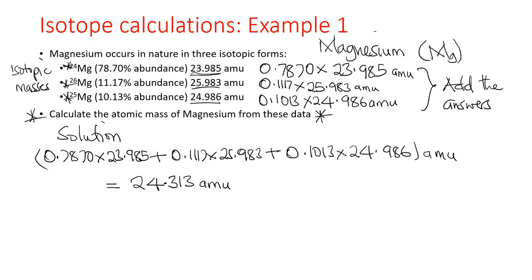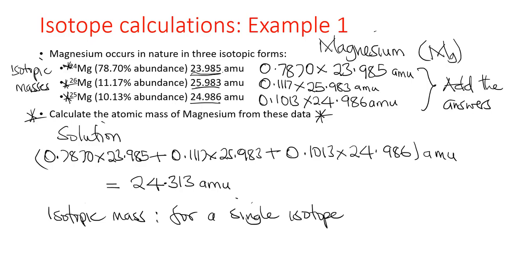So that is the average atomic mass of magnesium. Only that we don't call it average atomic mass, we just say atomic mass. So there must be a difference between isotopic mass and atomic mass. Isotopic mass is for a single isotope.